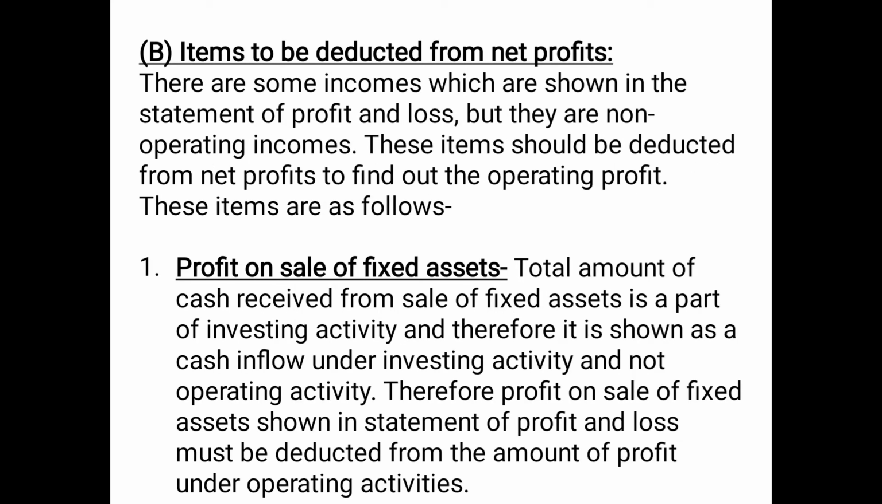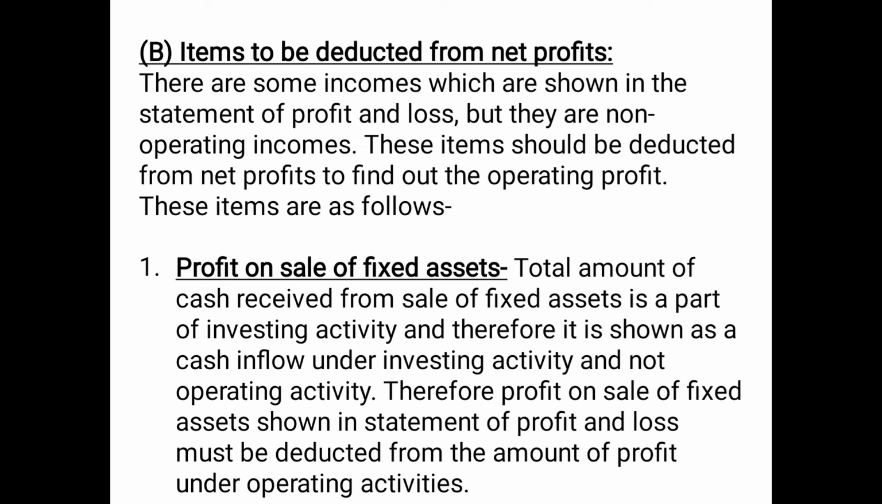So those were the items to be added back to the net profits. Now the B point, items to be deducted from net profits. There are some incomes which are shown in the statement of profit and loss, but they are non-operating incomes. These items should be deducted from net profits to find out the operating profit. So these items are as follows.